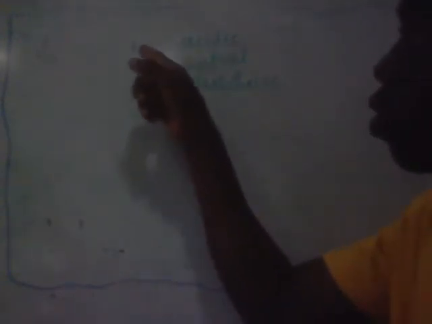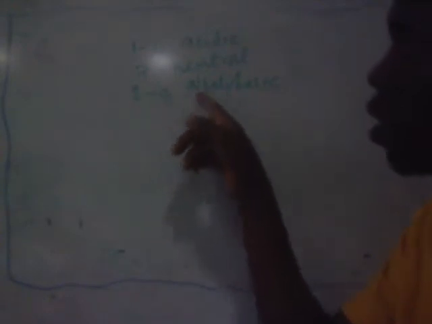Option A, 1. 1 is acidic. Option B, 3. 3 is between 1 to 6, acidic. Option C, 5. 5 is between 1 to 6, acidic. Option D, 7. 7 is neutral. Option E, 9. Yeah, 9 is between 8 to 14. So 9 is what? Alkali, or basic. So option E is the correct answer for number 45.